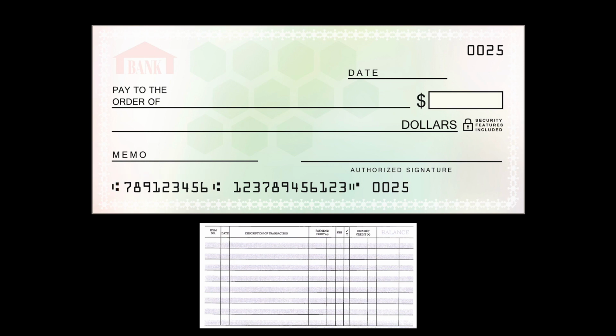Each check also displays the account number. This is the second set of numbers along the bottom of the check. You will have to include your account number when you are arranging direct deposits or automatic payments from your account.